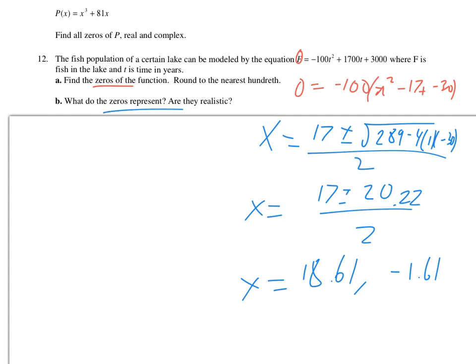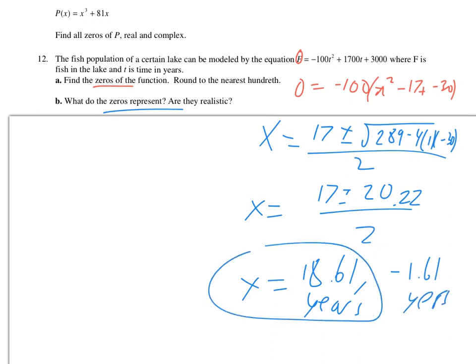And so what do they represent? I don't want to write this down, but I'll just kind of verbalize it here. So they represent the amount of years until there are no fish left, because these are x values in years. Now, only the positive one really makes sense here. So it's saying after 18.61 years, all the fish will be dead. Obviously, a negative answer for time is kind of irrelevant.